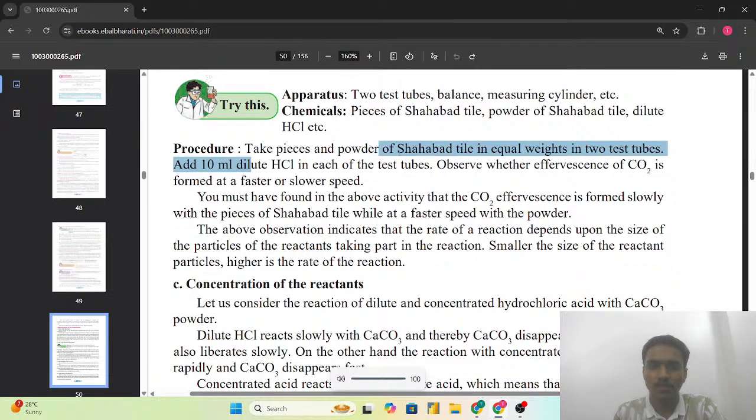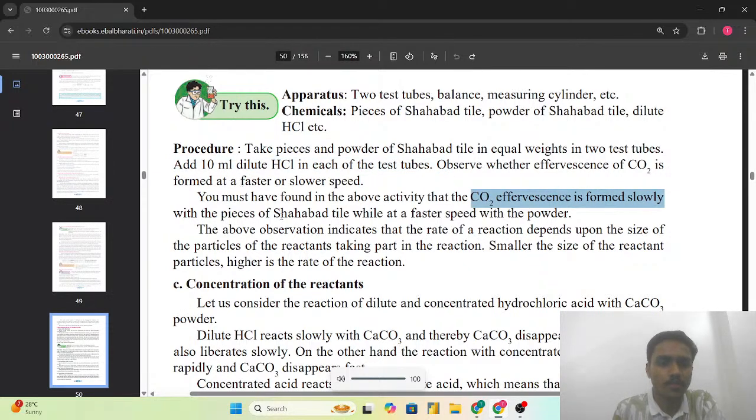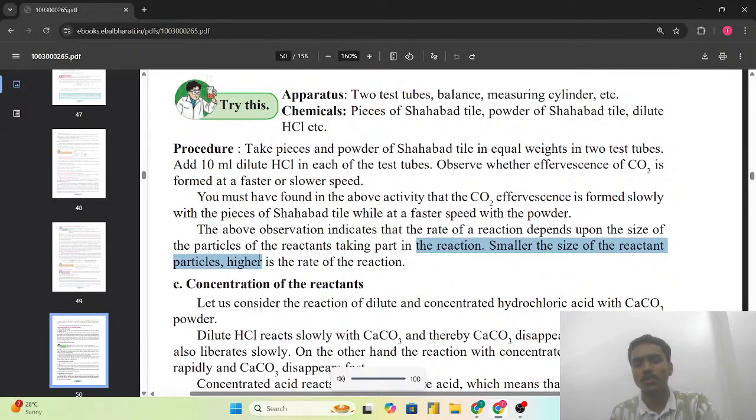Procedure: take pieces and powder of the Shahabad tile in equal weights in the two test tubes. Add 10 ml dilute HCl in each test tube. Observe whether effervescence of carbon dioxide is formed at a faster or slower speed. You must have found in the above activity that the CO2 effervescence is formed slowly with the pieces of the Shahabad tile, while at a faster speed with the powder. The above observation indicates that the rate of the reaction depends upon the size of the particles of the reactant taking part in the reaction. Smaller the size of the reactant particles, higher is the rate of the reaction.